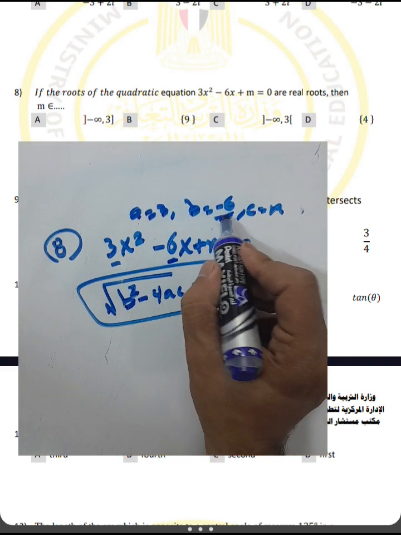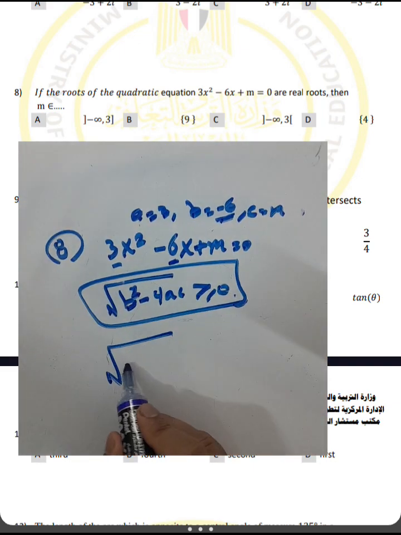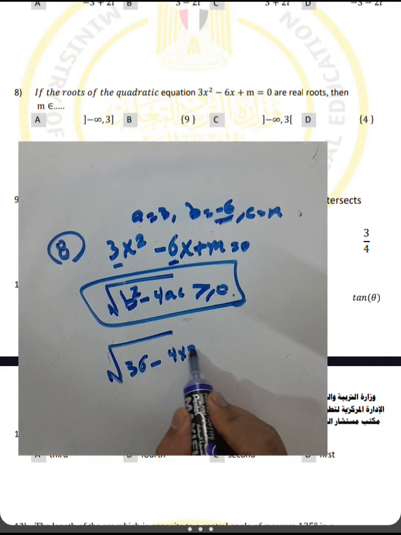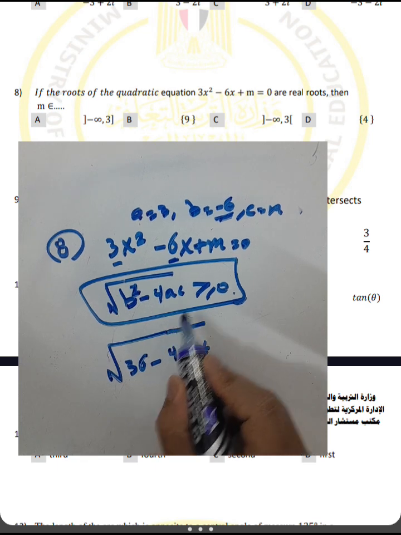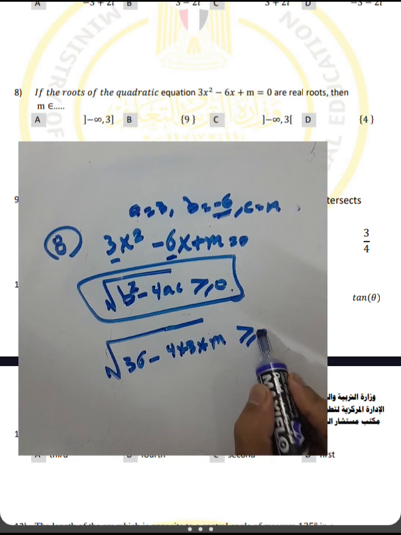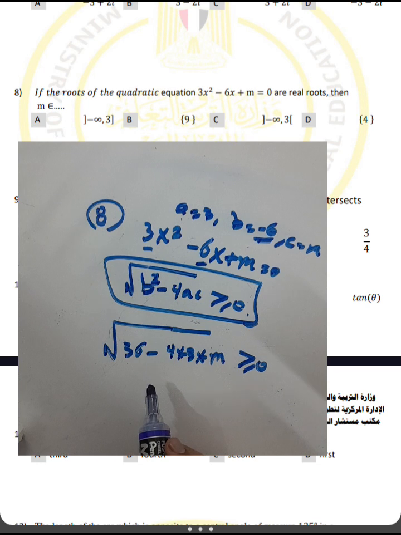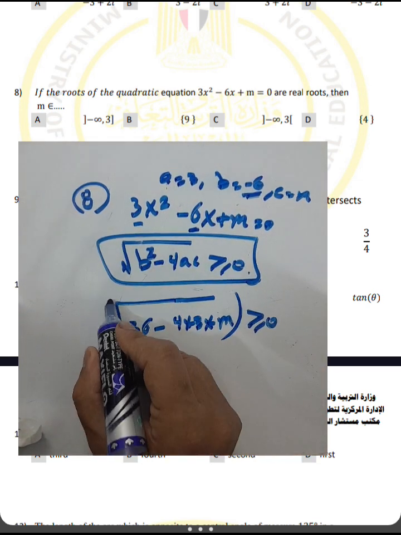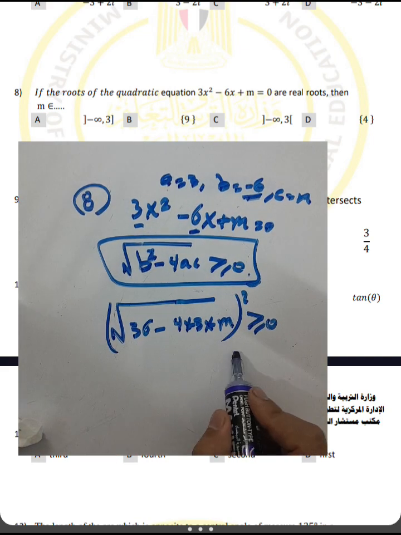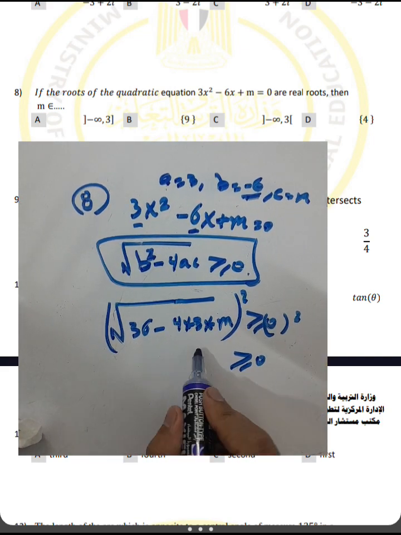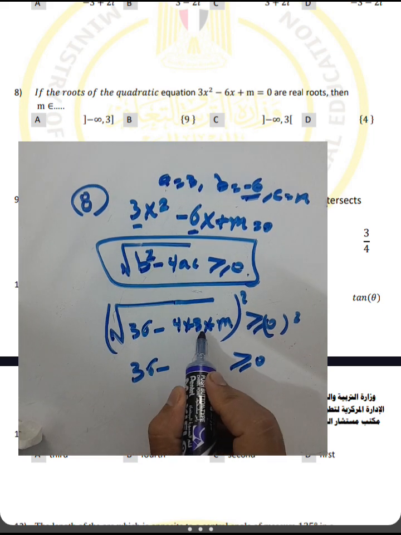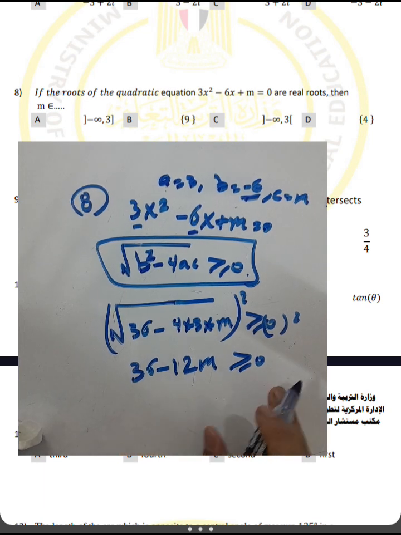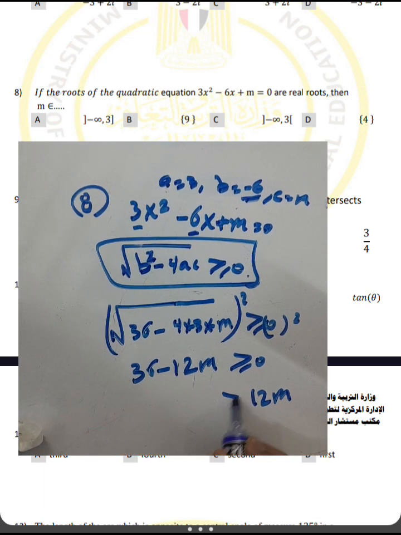b here was negative 6, right? Negative 6 power 2 will be 36. Subtract 4 times a times c, 4 times 3 times c, here m. Then we can write power 2 on the left-hand side and the right-hand side to cancel the square root, greater than or equal to 0. Then 36 subtract 3 times 4 equals 12m. We can move it here: 12m less than or equal to 36.